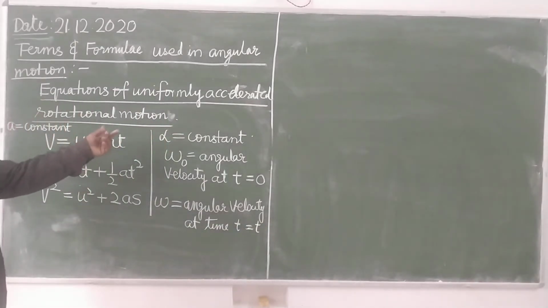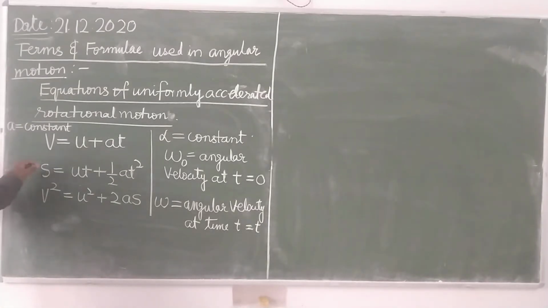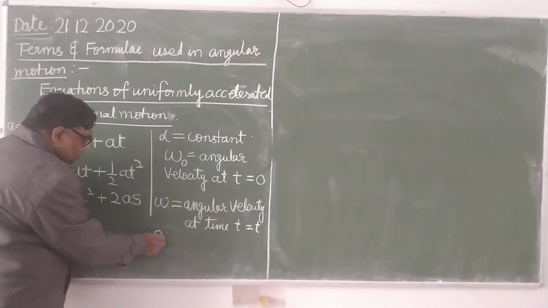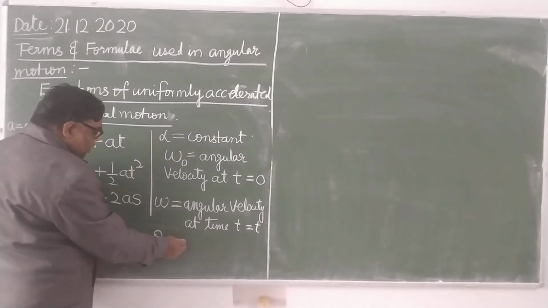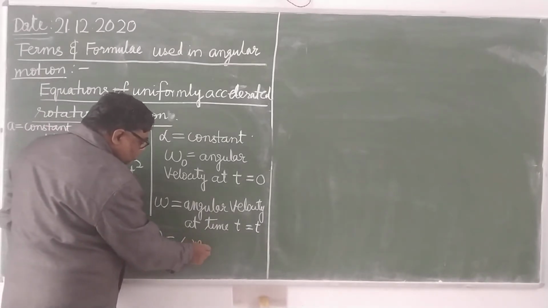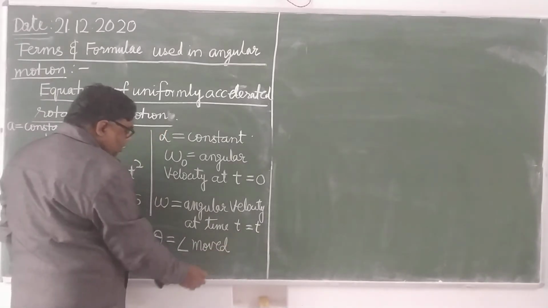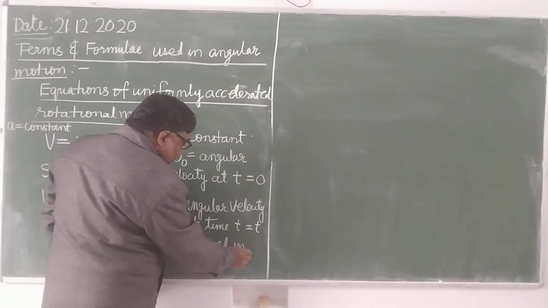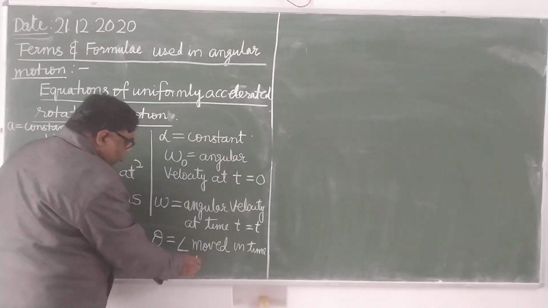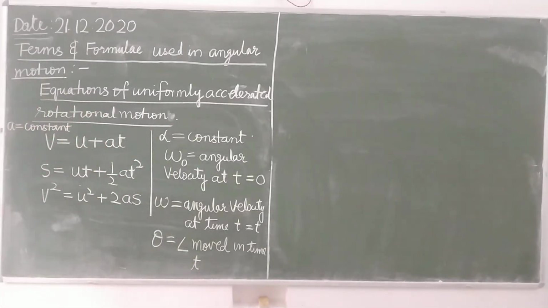a is acceleration here. In place of that a, there is alpha. What is s? It is the distance covered in time t. So here we can write it as theta, the angle moved by the body in time t. Is it clear? So these are the symbols which we will use.